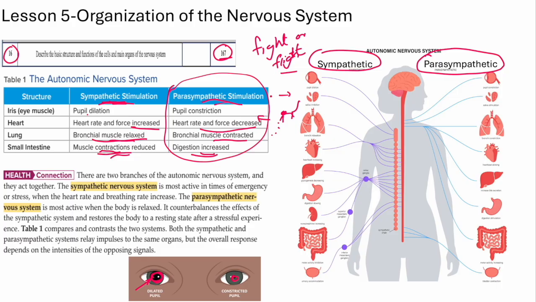So revising, the sympathetic nervous system increases the speed of your actions, like your heartbeat and your breathing rate. All this will be increased because you are in fight or flight response. And in the parasympathetic nervous system, your body is at rest, your pupil will be constricted, heart rate will be decreased, and you'll have proper digestion of food.